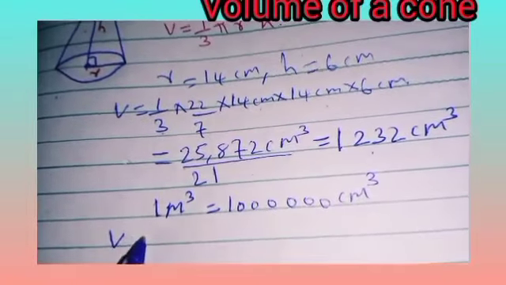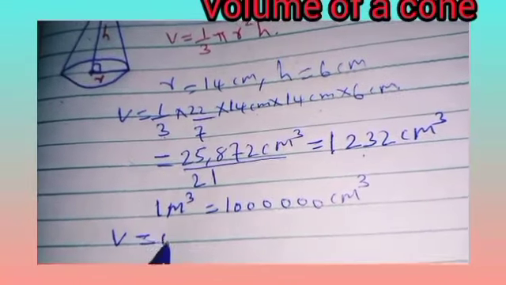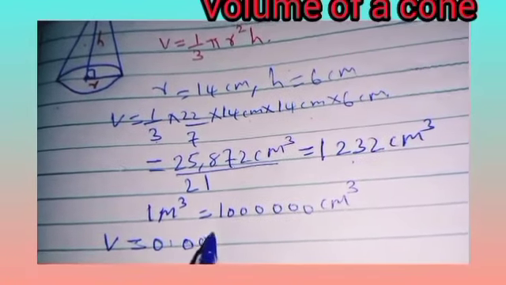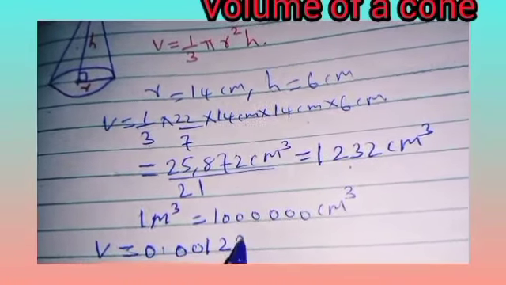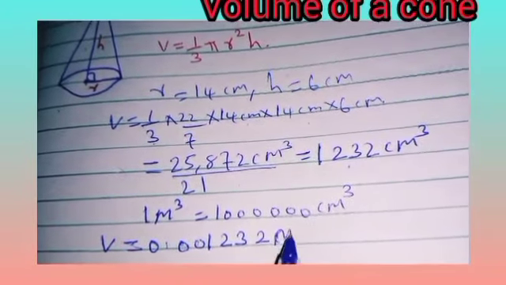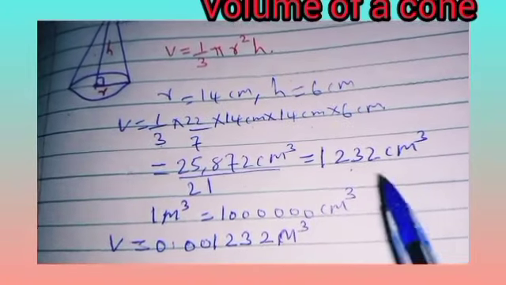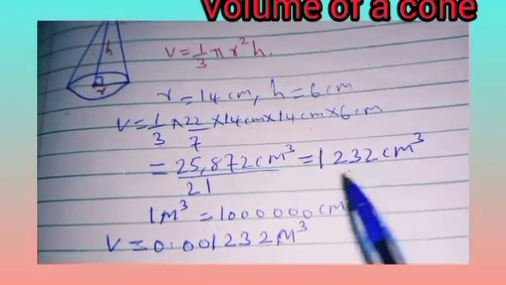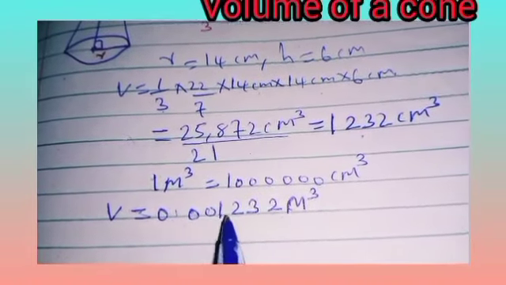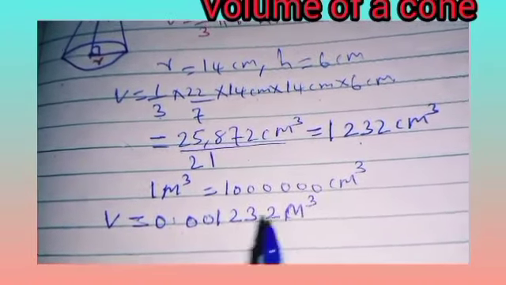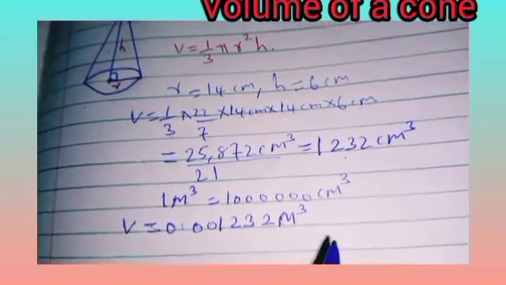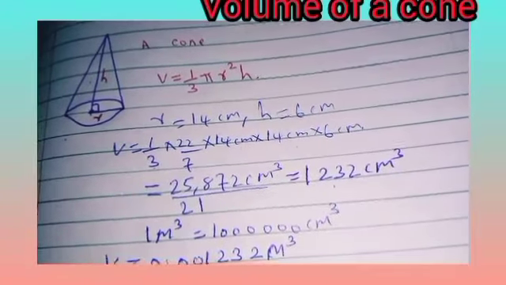So the volume of this cone will be given by 0.00132 cubic meter. After dividing this one with the 1 million, it will give you 0.00132 cubic meter.